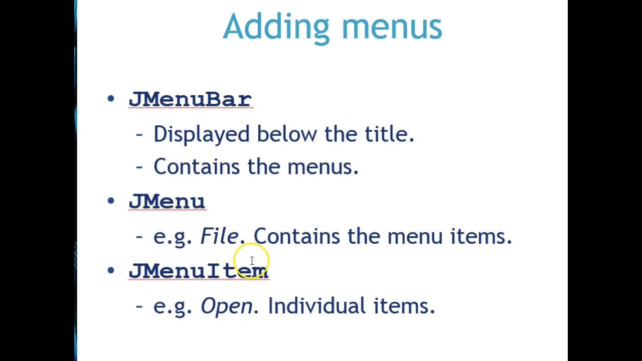JMenu is basically a single menu, like the file, edit, or help menus. These types of menus are held in a menu bar. Also, they could come up as a pop-up menu. And JMenuItems are objects of the class that represent a single menu item inside the menu, such as open, save, and things like that.